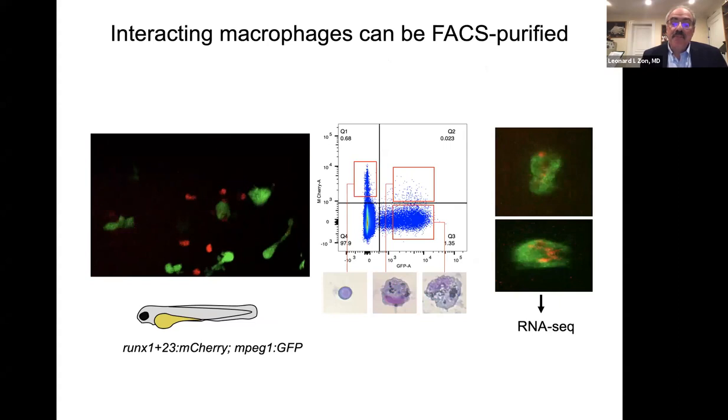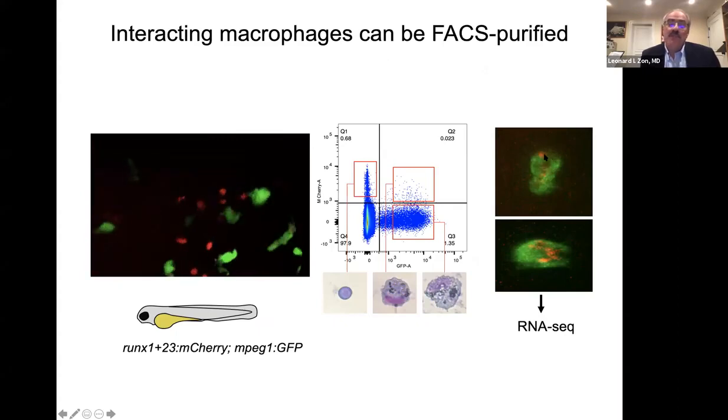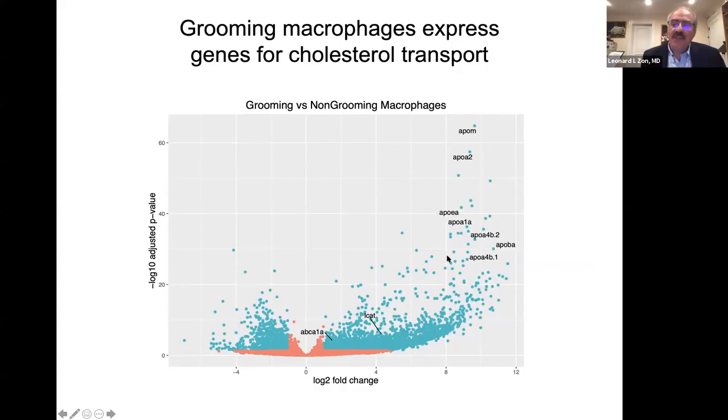Now, the macrophages that have eaten the stem cells, because they have a little bit of red stem cell in them, we can FACS purify the macrophages that have eaten the stem cells. And then we did RNA-seq. And what we saw were pathways that were very involved in engulfment. And in particular, there were a lot of lipids, of apoproteins, that seemed to be in those macrophages that were eating the stem cells.